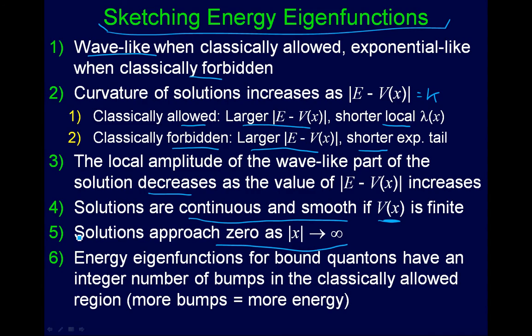And the last thing, we've seen this with the infinite square well, but it'll be true in general. Our energy eigenfunctions for bound states, for bound quantons, have an integer number of bumps in the classically allowed region. The more bumps means the more energy for those things. Now let's go through and look at an example.